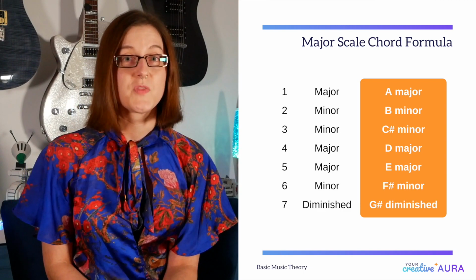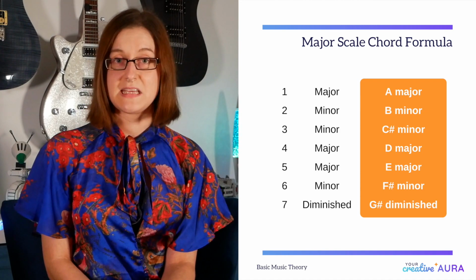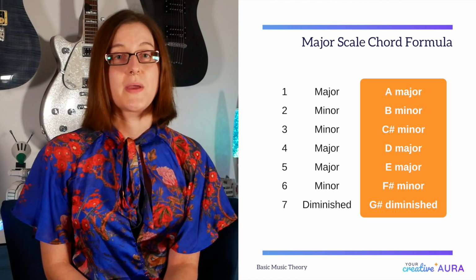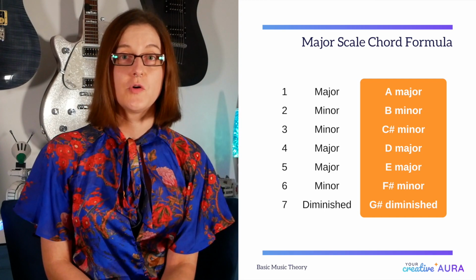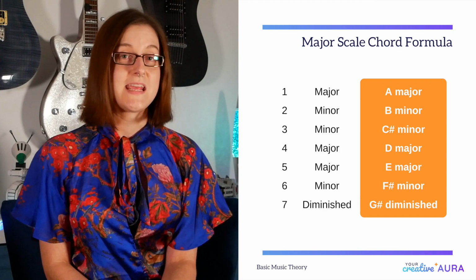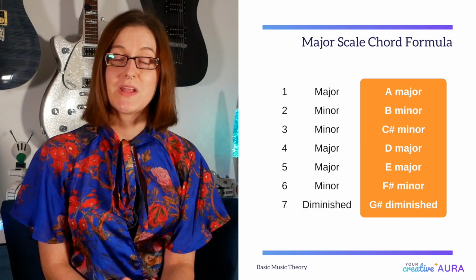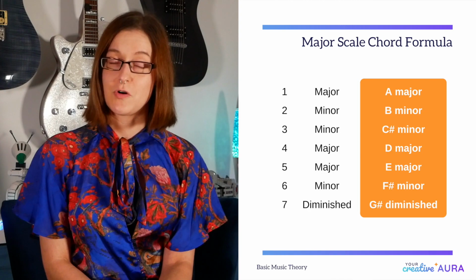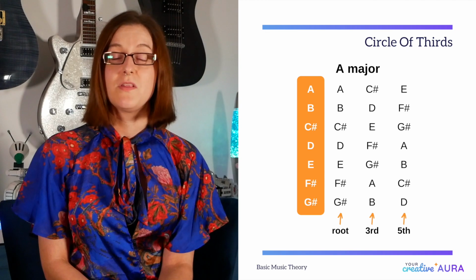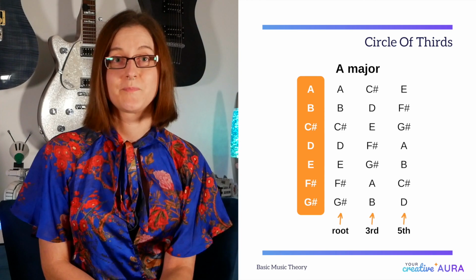So in the example, we've chosen the A major scale, which contains notes A, B, C sharp, D, E, F sharp and G sharp. So here we have A as a major chord, B as a minor chord, C sharp as a minor chord, D and E both as major chords, F sharp as a minor chord, and lastly G sharp as our diminished chord. And then we can check out the circle of thirds and write down the next 2 consecutive notes in the circle, and we have our chords done.